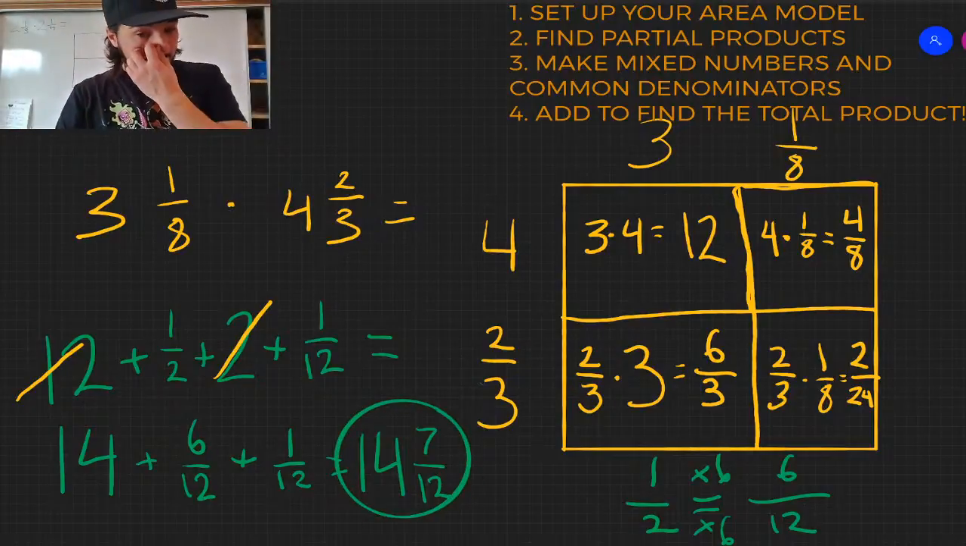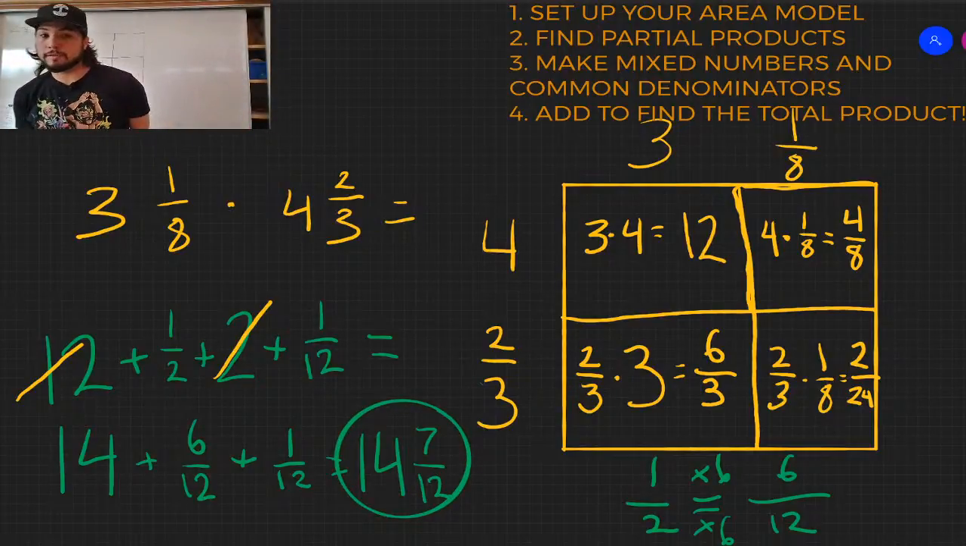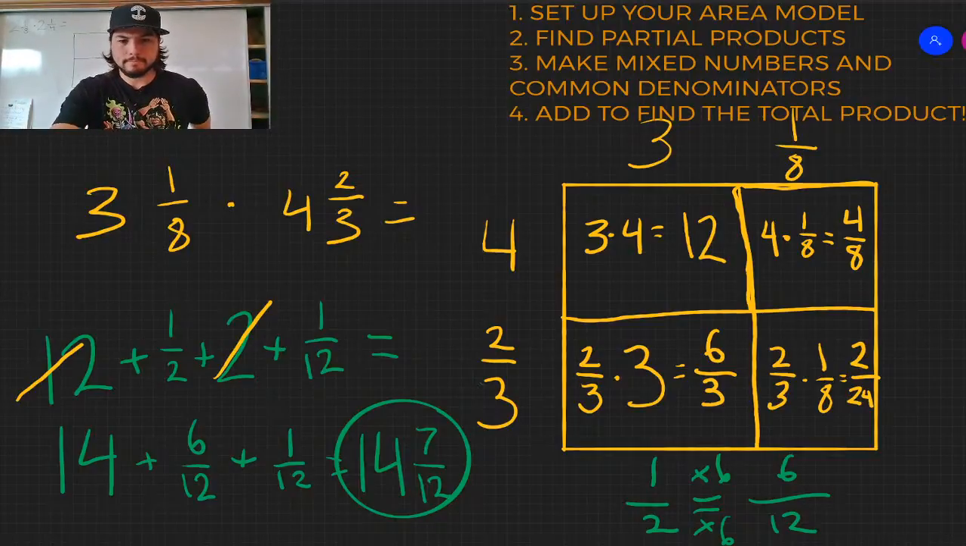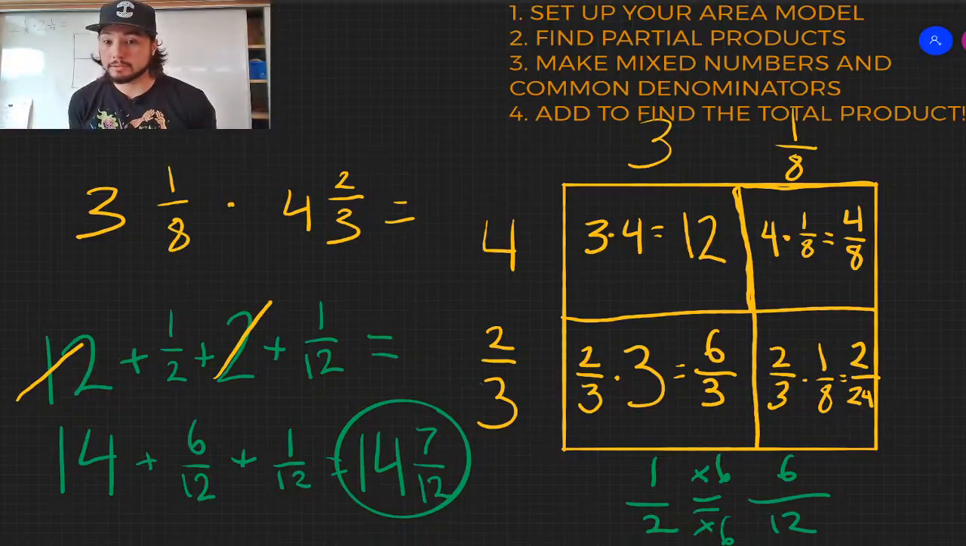Okay? You might have got an equivalent answer. Maybe you got 14 and 14/24, for instance. That would still be accurate, because 7/12 is equivalent to 14/24. So I'd accept that answer. It's a little easier if you can reduce it, but again, we're not super pushing for that just yet.